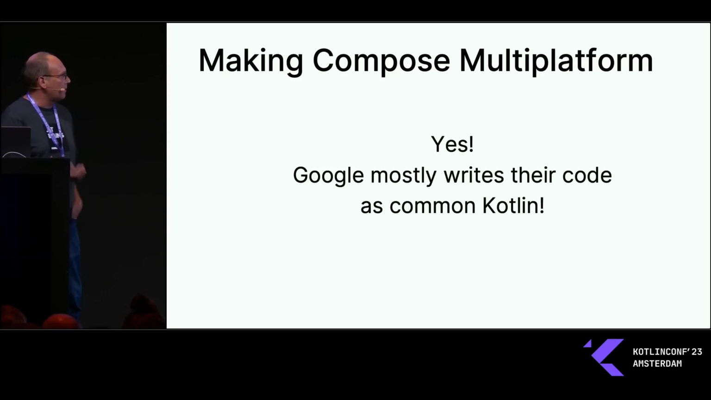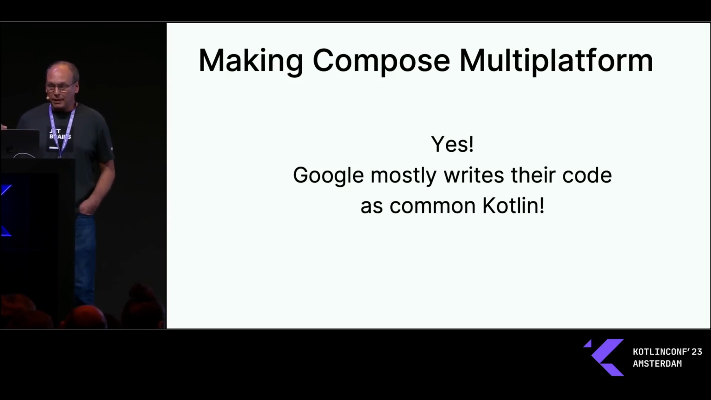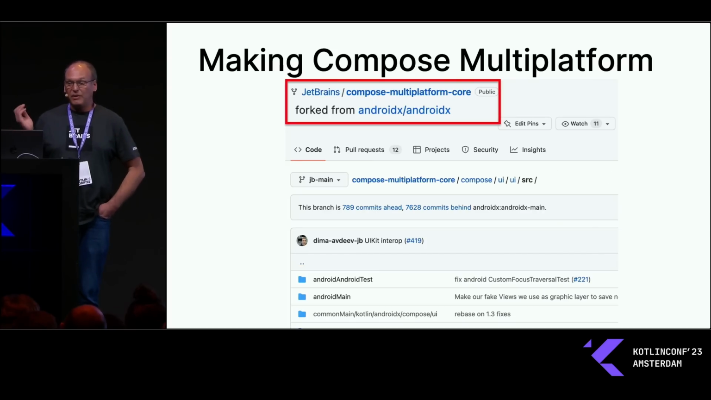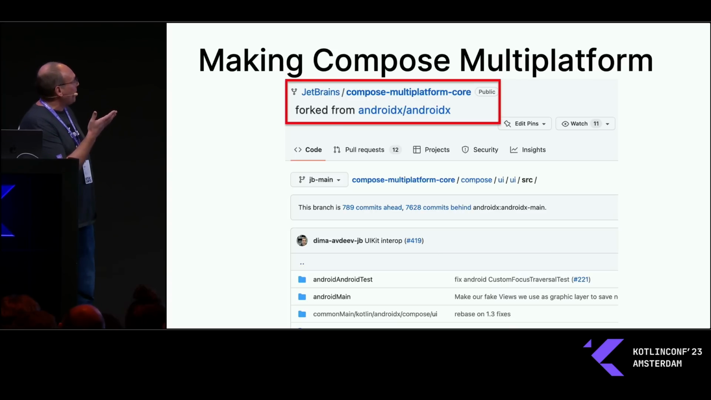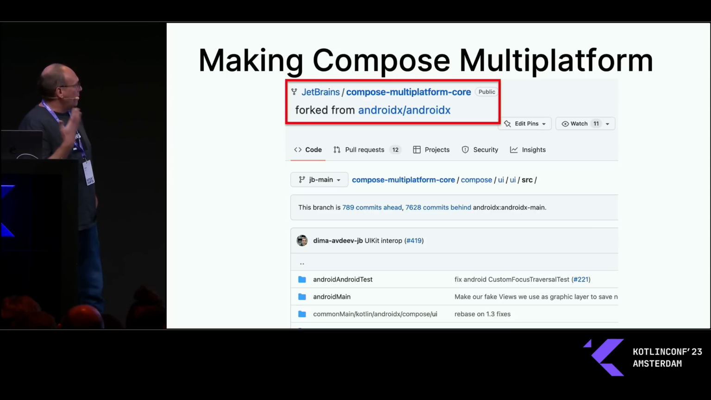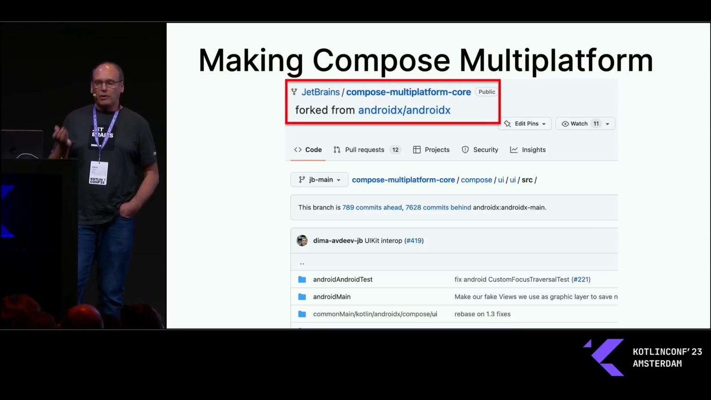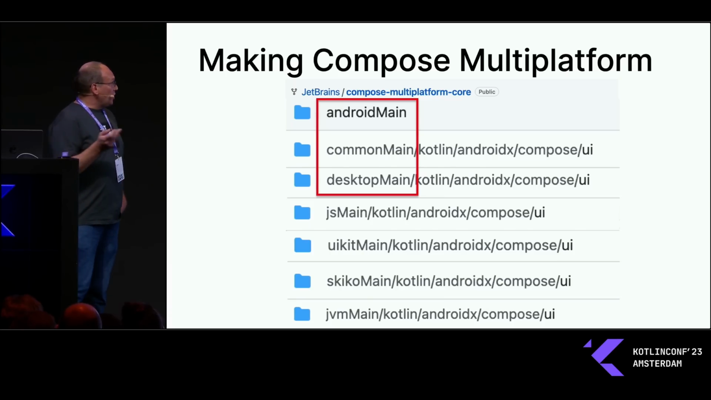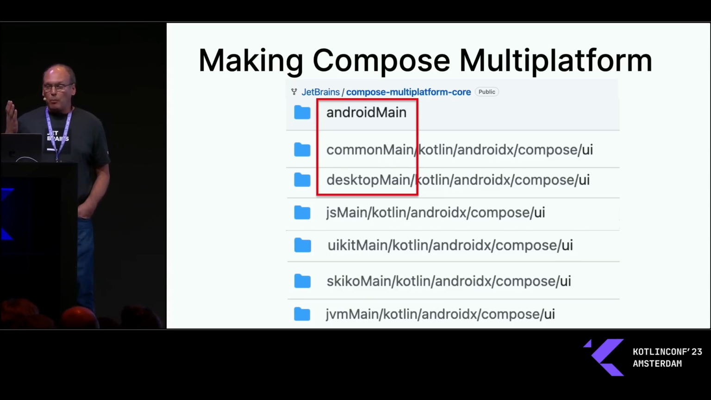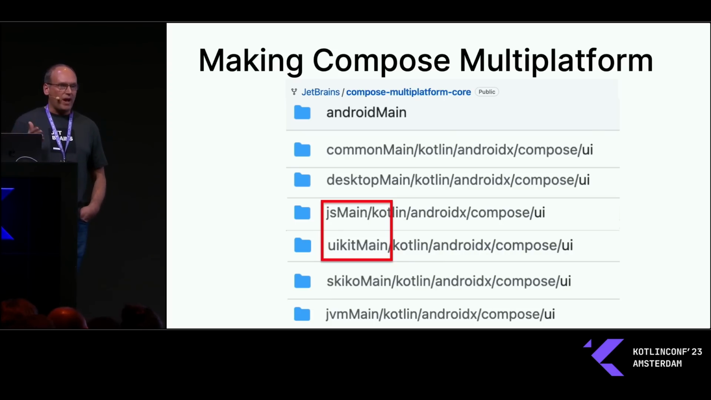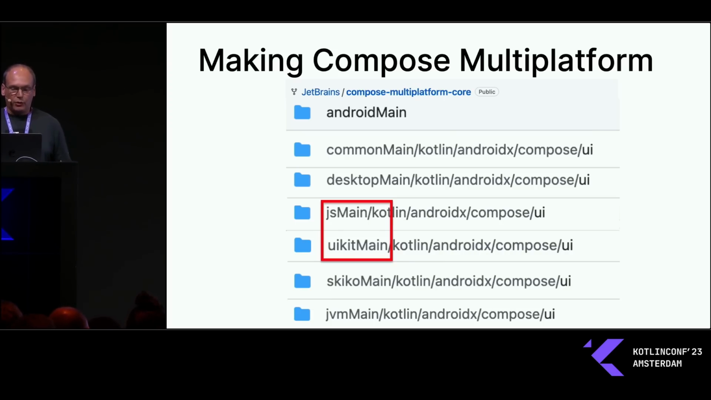Actually, we collaborate with Google in Compose multiplatform development, and we do our development in a repository called Compose Multiplatform Core, where we maintain additional targets supported by Compose Multiplatform. And we regularly port our changes in common code back to the AndroidX repository. Talking about additional targets, if we navigate to Compose UI sources of Compose Multiplatform Core, we may note not only Android and desktop targets, but we can also note source sets for web and iOS targets that are called jsMain and uikitMain respectively.